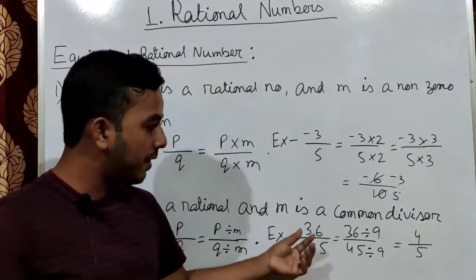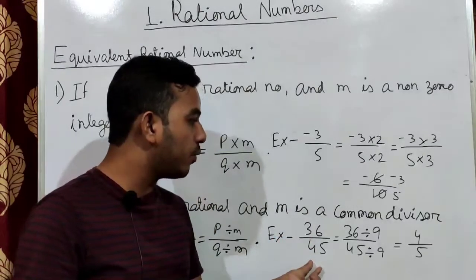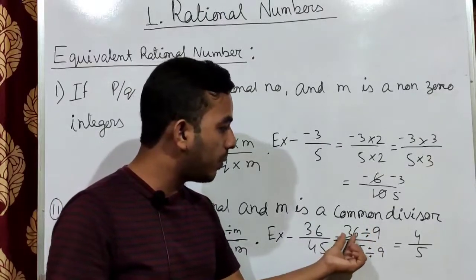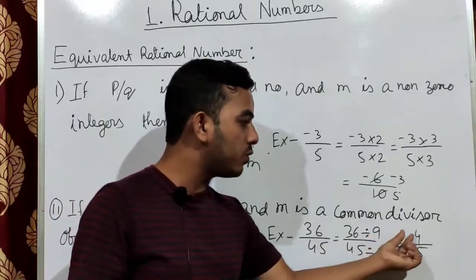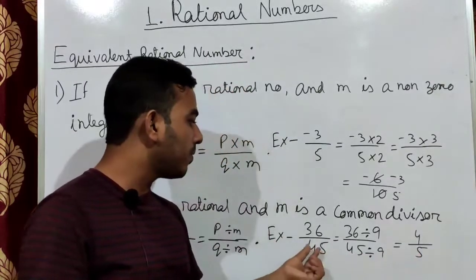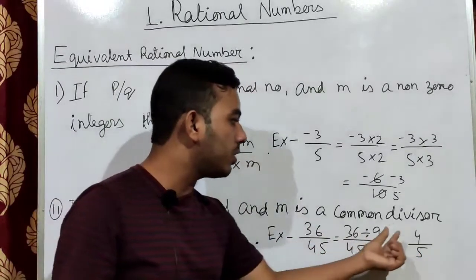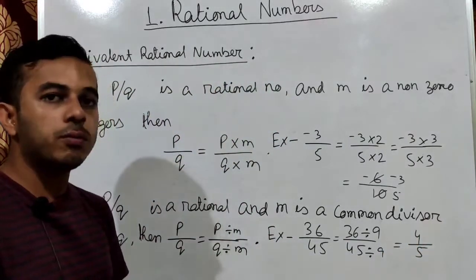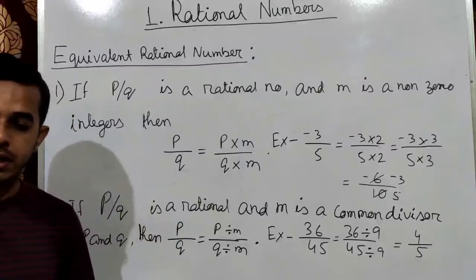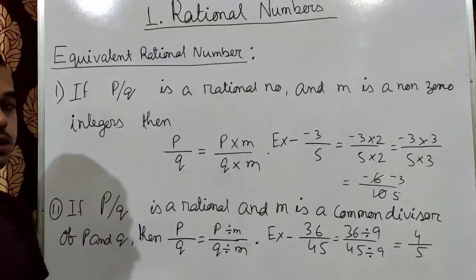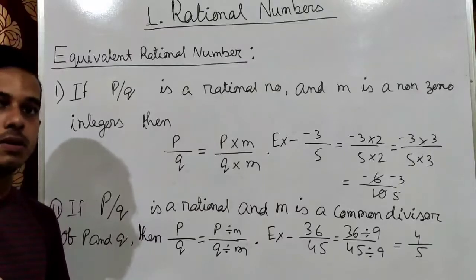That means the value of 36 by 45 is equal to this value. If we divide 36 by 9, it is 4, and 45 divided by 9 is 5. That means 36 by 45 equals 4 by 5. So from this we can say that equivalent numbers are the numbers which have the same value but are different numbers, right?